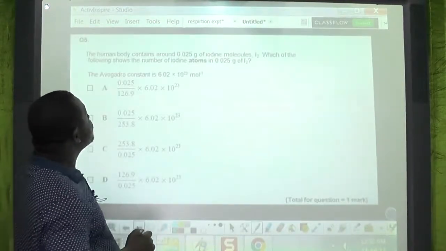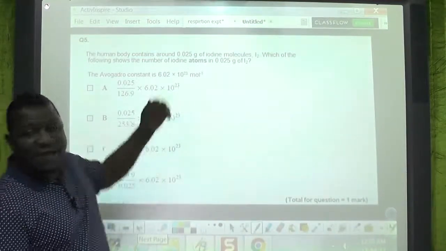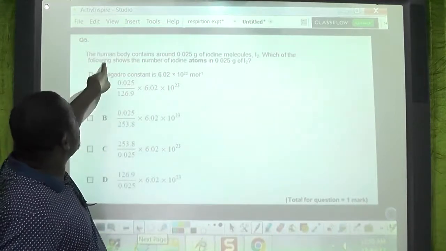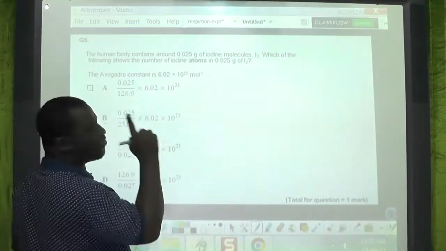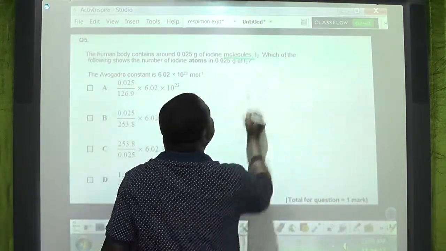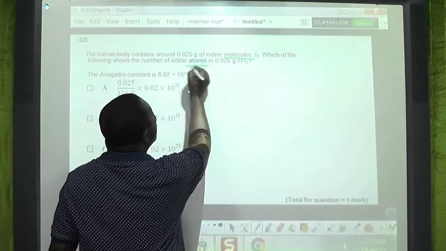So number 5, the human body contains around 0.25 gram of iodine molecules, I2. Which of the following shows the number of iodine atoms? Look at the trick now. You are given iodine molecule here, I2, but they are asking you for iodine atom.